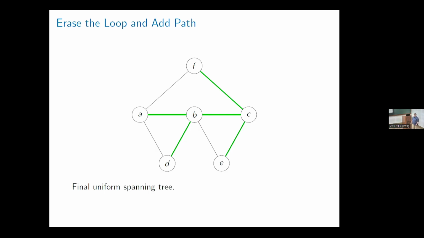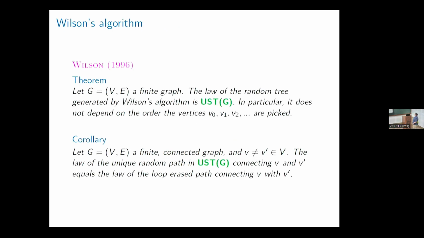It's obviously a spanning tree, which Wilson's algorithm gives us, and it's the theorem of Wilson who proved that the law of the output this algorithm gives is always the uniform spanning tree, which is quite nice, and it also shows that it does not depend on the order or the way that you have picked your vertices. You are very free in doing this.